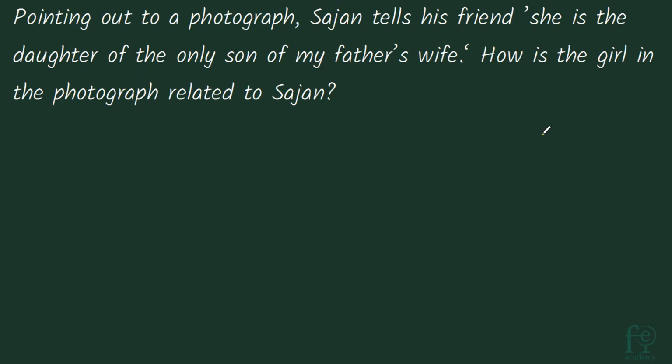Next question. Pointing out a photograph, Sergeant tells his friend, she is the daughter of the only son of my father's wife. How is the girl in the photograph related to Sergeant? So here also my father's wife. So my father's wife will be my mother. So Sergeant is there. So Sergeant's mother. Okay. Now only son. She is the daughter of the only son. So only son means it is representing Sergeant itself. Okay. So Sergeant is the only son and she is the daughter of the only son. So she will come here. Now how is the girl in the photograph related to Sergeant? So she will be Sergeant's daughter.